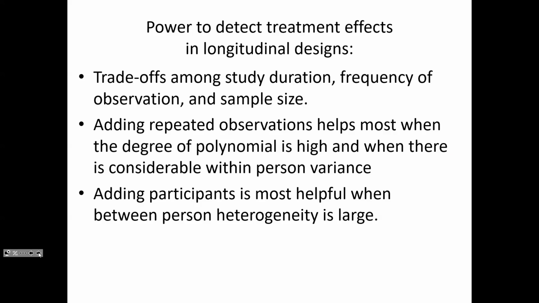For example, if you have tons of within person variance and very little between person variance in the growth slopes, you might be better off adding time points, right? That might give you a bigger bang for your buck. Whereas if you have a lot of between person variance in the growth slopes, you really need to add people to get enough power. So in longitudinal designs, there's this trade-off between the number of time points and the number of people, and what that trade-off looks like depends on all of these variance components. Adding people is most helpful when you have a lot of between person variability in those slopes.